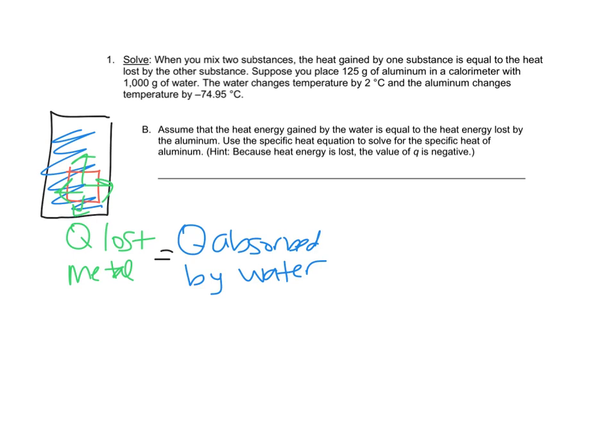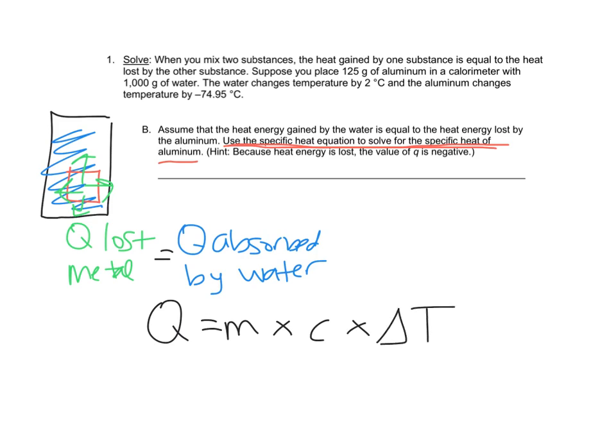So if we keep reading, we get the question that we're actually supposed to solve for. It says, use specific heat energy to solve for the specific heat of aluminum. So again, we are going to use our Q equation. Q equals M times C times delta T, the mass times the specific heat times the change in temperature. But instead of solving for heat, we're actually going to be solving for specific heat. Specific heat is our C. So we need to rearrange this equation to solve for C.